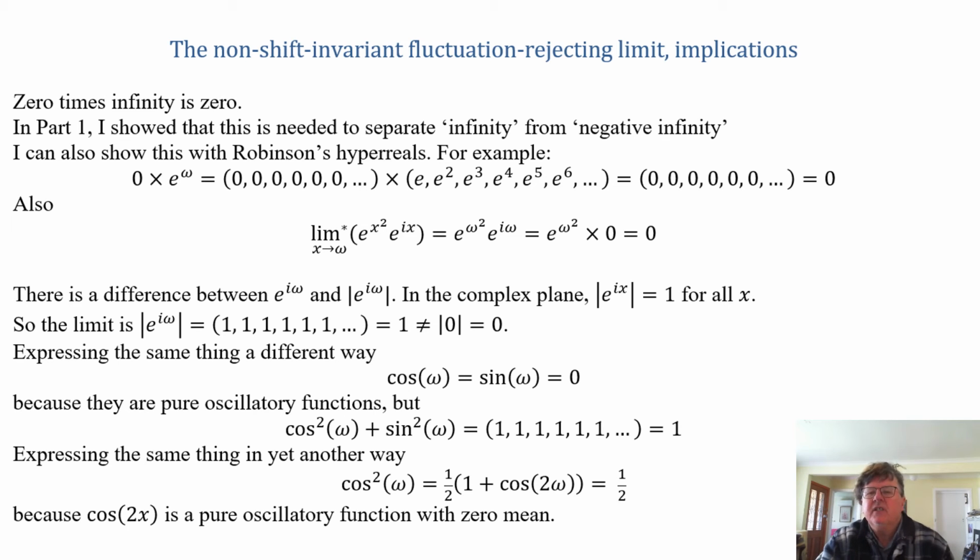All right. Also, lim star as x tends to infinity of e to the x squared, which is rather large when x tends to infinity, times e to the power ix, which is a complex number, is e to the power omega squared, it's large, times e to the I omega, which is pure fluctuation, so is reduced to 0, equals a large number times 0 equals 0. That is very, very useful.